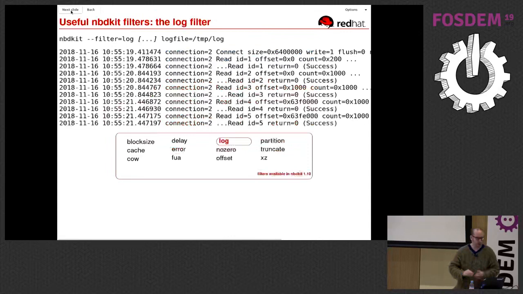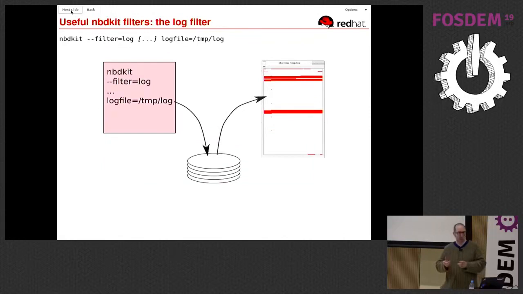And the third filter, which is a very simple filter, but also useful, is the log filter. You just give it the name of a log file and it writes the log file in that format. And in the next demonstration I'm going to show you, we're going to have some graphical visualization of what happens inside file systems when you do things like creating file systems.